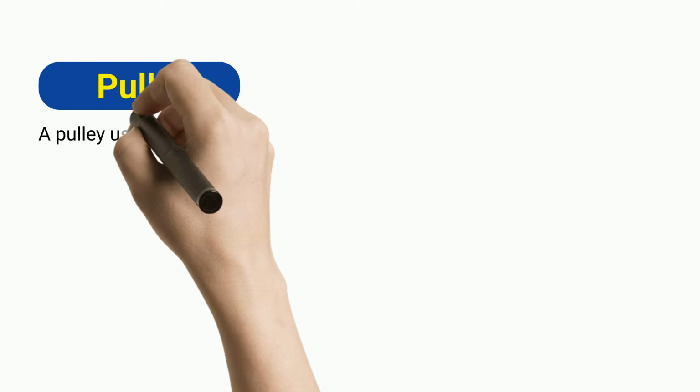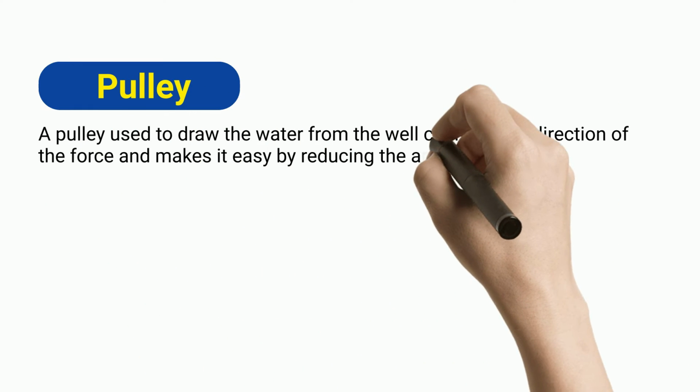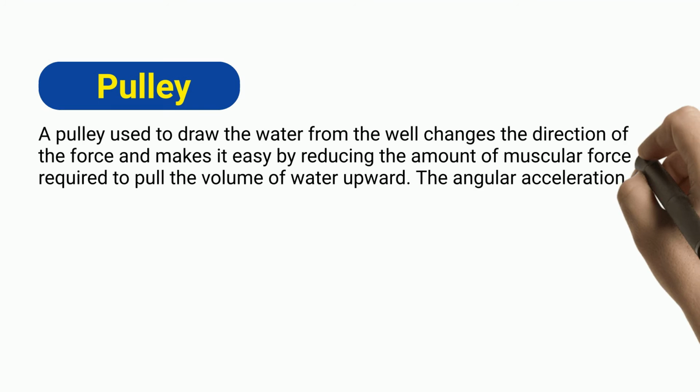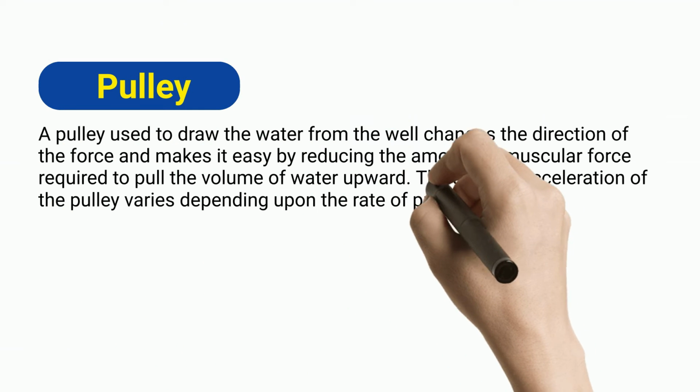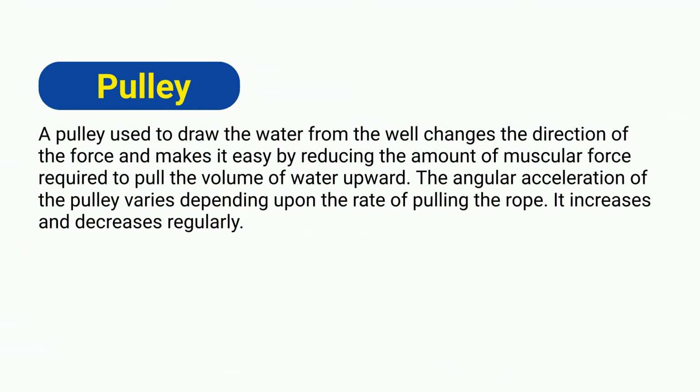Pulley. A pulley used to draw water from the well changes the direction of the force and makes it easy by reducing the amount of muscular force required to pull the volume of water upward. The angular acceleration of the pulley varies depending upon the rate of pulling the rope. It increases and decreases regularly.